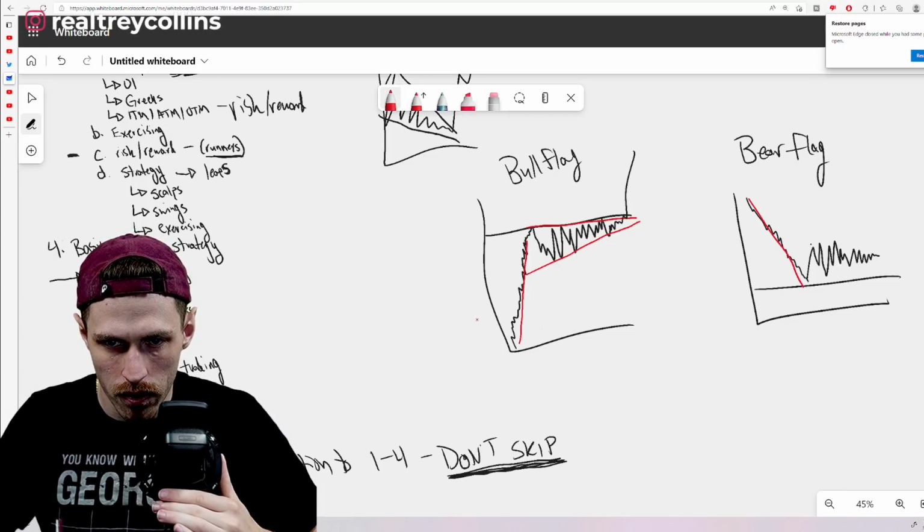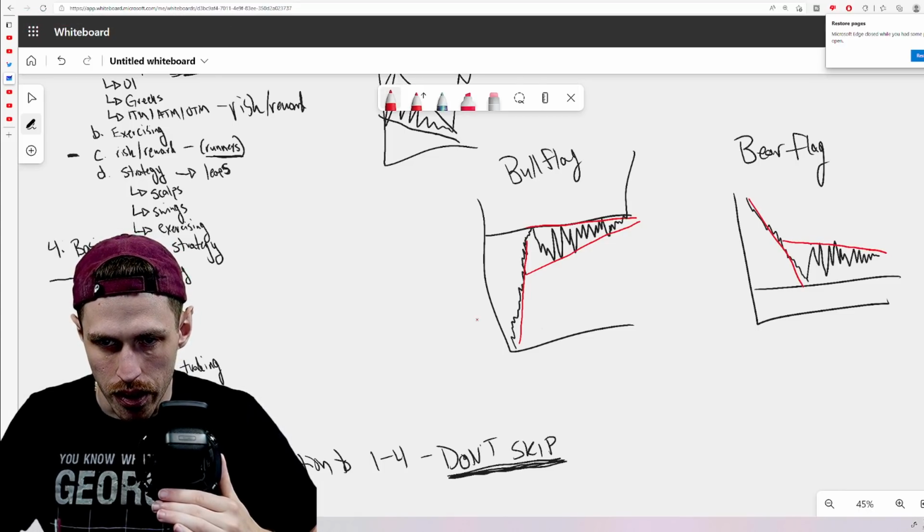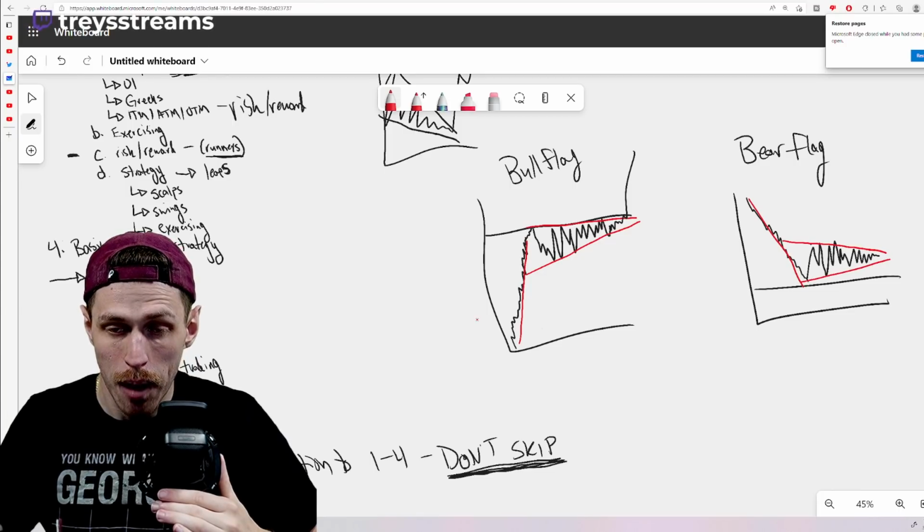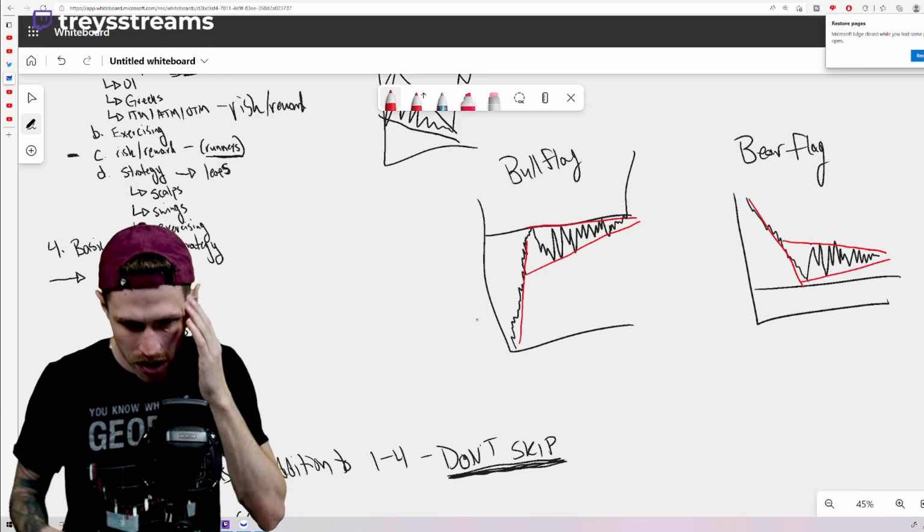This would be the pole. This would be the downside level of resistance, either upside or flat top level of support, and you continue on.